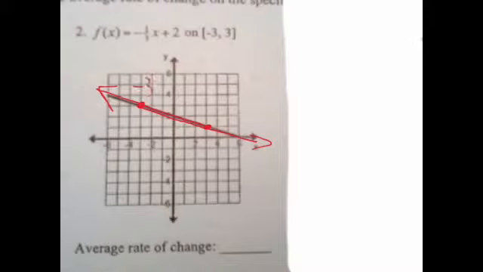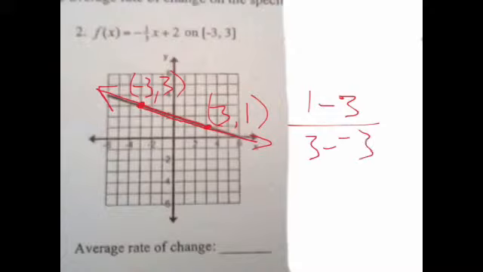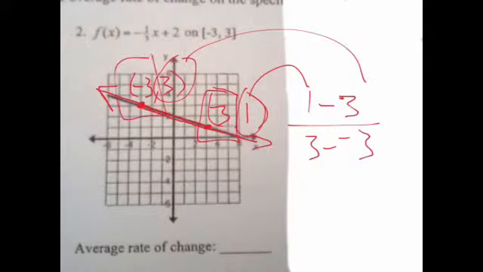The coordinates over here are -3, 3, and the coordinates over here are 3, 1. If you want the average rate of change, you do 1 minus 2, and then you need to do 3 minus -3. So I'm taking the y's and putting them there, and then my x's are what go in these spots here. Okay, so that's where all my numbers come from.